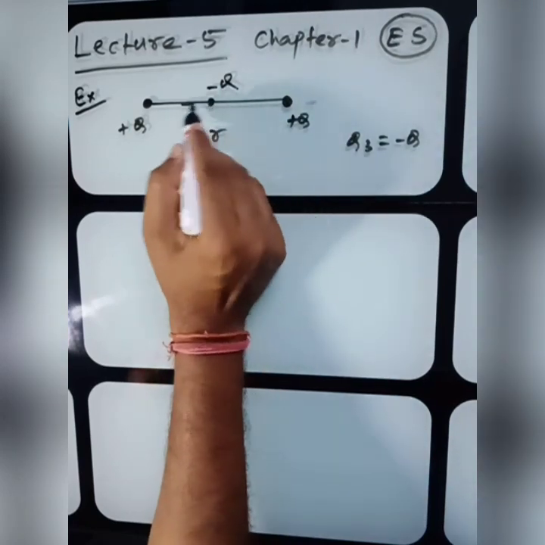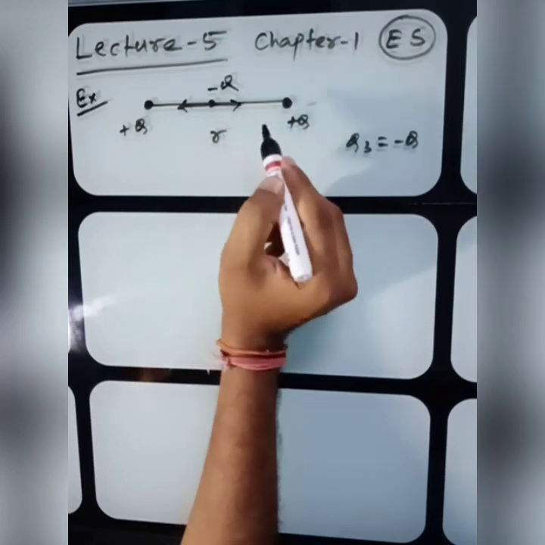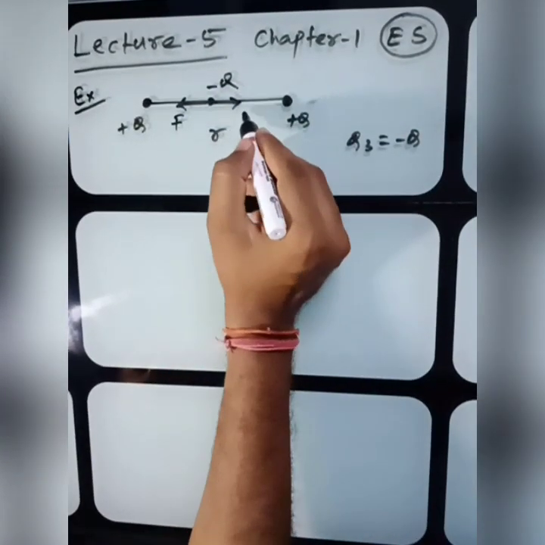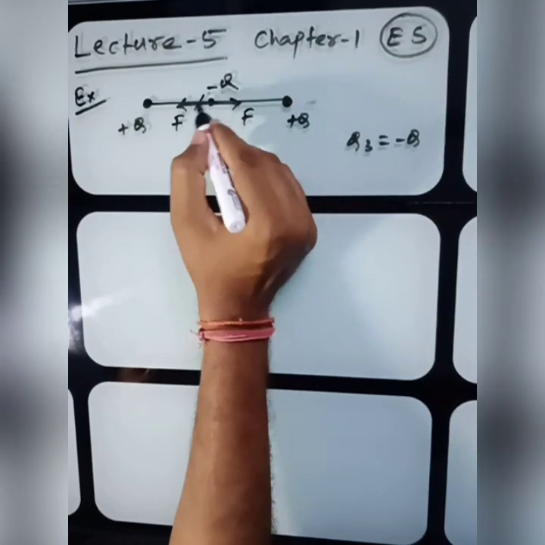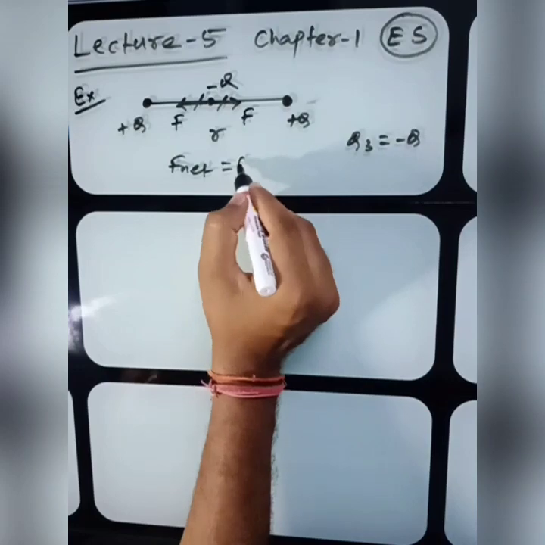Am I right? It will attract toward this charge and it will attract toward the other charge also. And the magnitude of force will be equal and opposite. So it will cancel out, and the net force will be how much? It is 0.